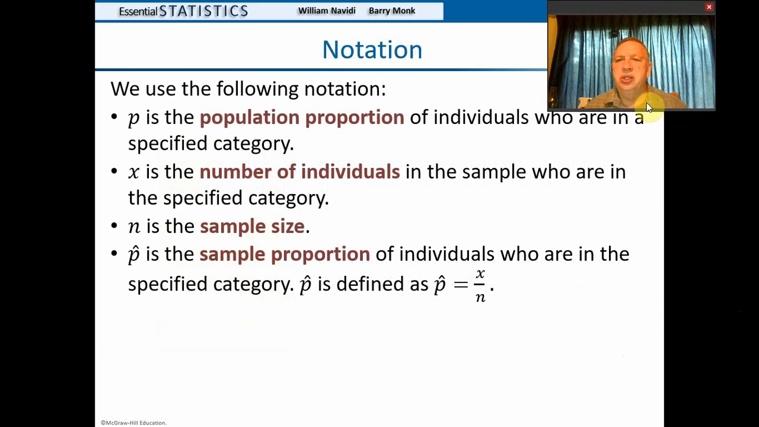Here is some of the notation that we're going to work with in developing a population proportion confidence interval. P is the population proportion of individuals who are in a specified category. So you're either in the category or not. X is the number of individuals in the sample who are in the specified category, and n is the sample size. P hat is the sample proportion, and we calculate it by x over n.